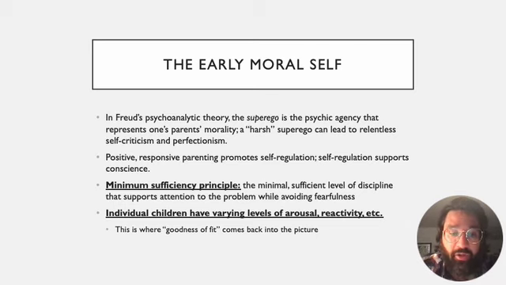So we have this idea of the minimum sufficiency principle. What is the minimal sufficient level of discipline that supports attention to the problem while avoiding fearfulness? Again, we want people to follow rules out of a concern or care for themselves and others, not because they're afraid. We don't want people necessarily following rules just because they're afraid of the consequences. We want them to follow rules because they understand why this is important for my own safety, my own self-respect, and the respect and safety of others.